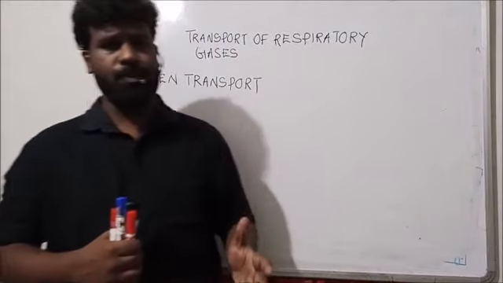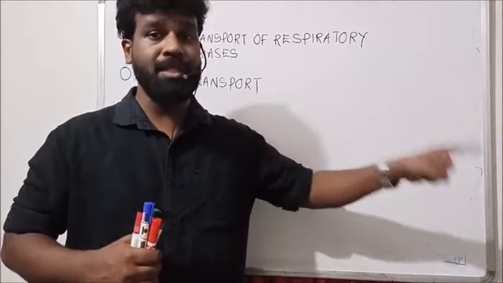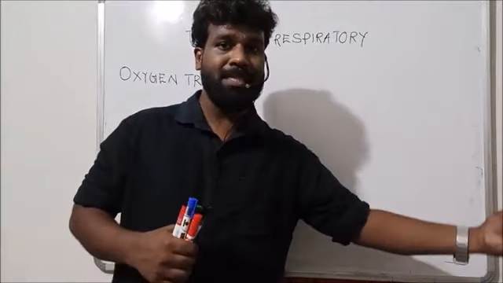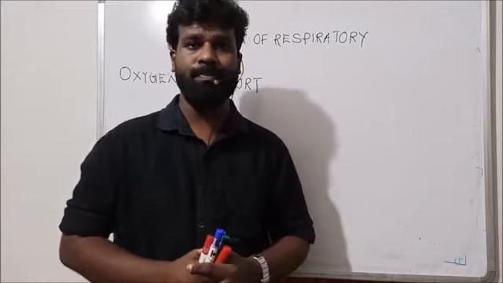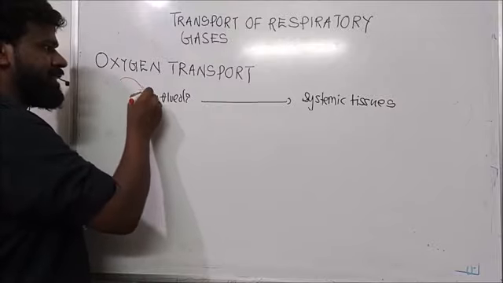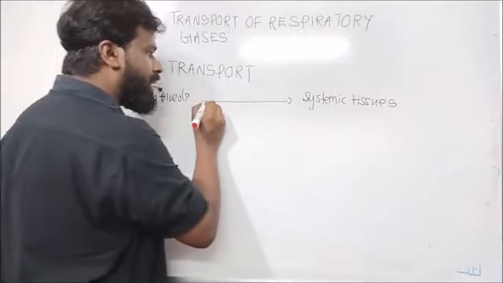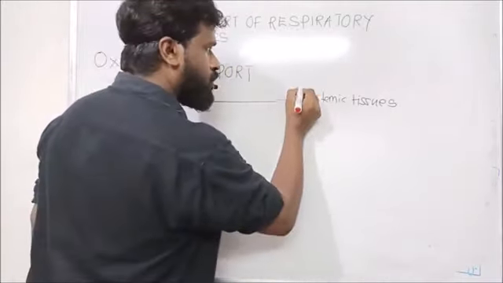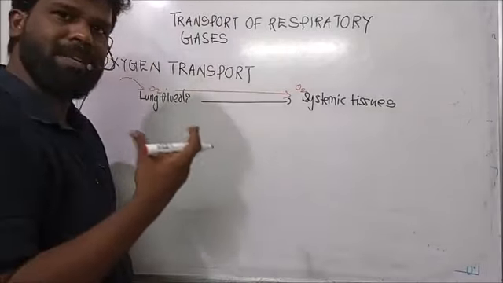So here the transport of respiratory gases means transport of oxygen from lungs to systemic tissue. Similarly, transport of carbon dioxide from systemic tissues to lungs. This forms the respiratory gas transport. So oxygen transport means by the inhalation, oxygen reaches the lung alveoli, and from this lung alveoli, oxygen is transported to the capillary surrounding the tissue. So oxygen is transported from alveoli to systemic tissues.